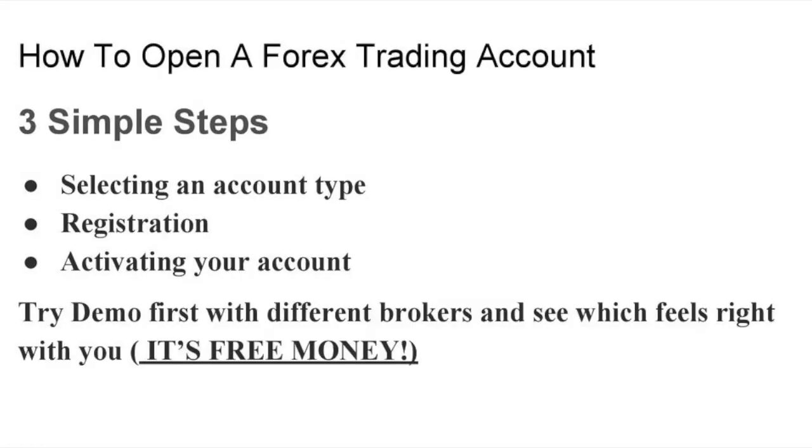So first, how to open a trading account. It's honestly really simple. Once you've decided on your broker, you're going to select an account type, and there are different account types that I'll go over. For registration, you just have to literally put in your email, your name, and do simple verification stuff like checking your email, clicking on the link, and activating your account.